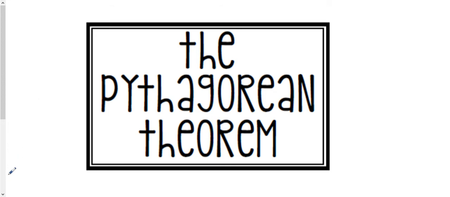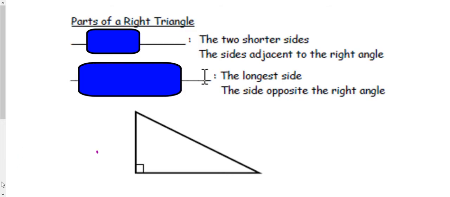Today we'll be learning the Pythagorean theorem. So to begin with, let's go over some vocabulary. Let's identify parts of a right triangle.